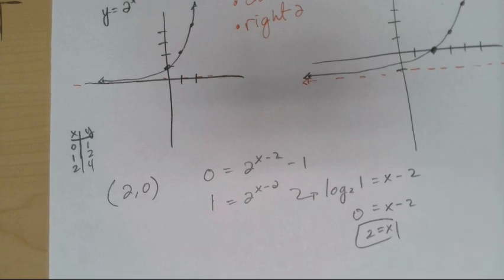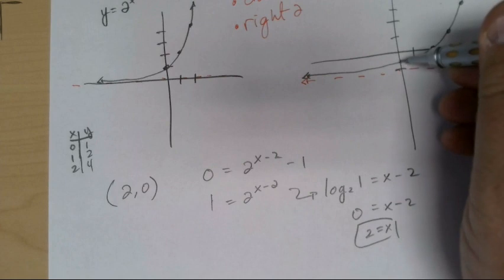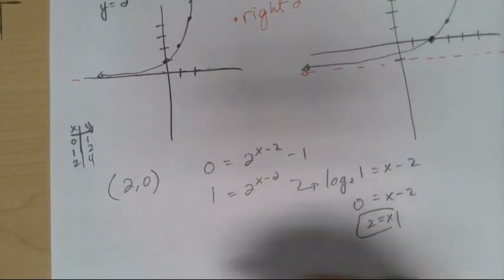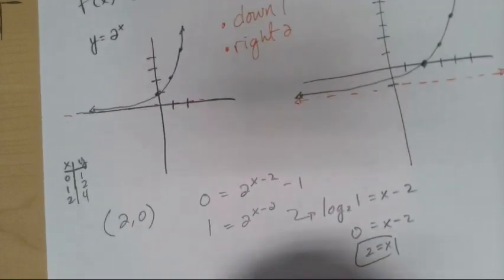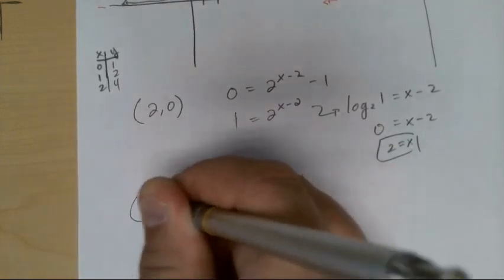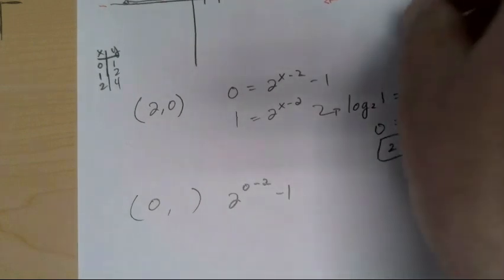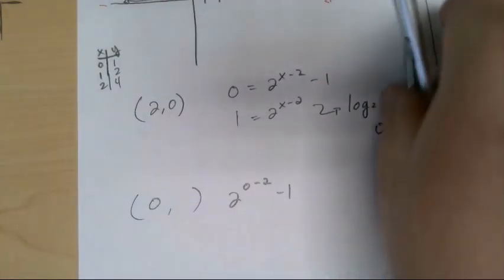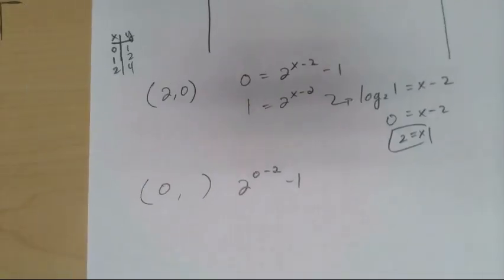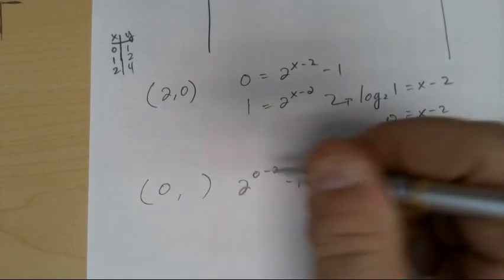Now, my y-intercept is right here. It's between 0 and negative 1. This one I'm going to do algebraically. So I've got to go 2 to the power of 0 minus 2 minus 1. Because remember, my y-intercept is going to have a 0 for the x value because it's hitting the y-axis. Okay? 2 to the 0 minus 2 minus 1. I'm too drowsy to figure that out right now. 0 minus 2 minus 1. And I get negative 3/4.